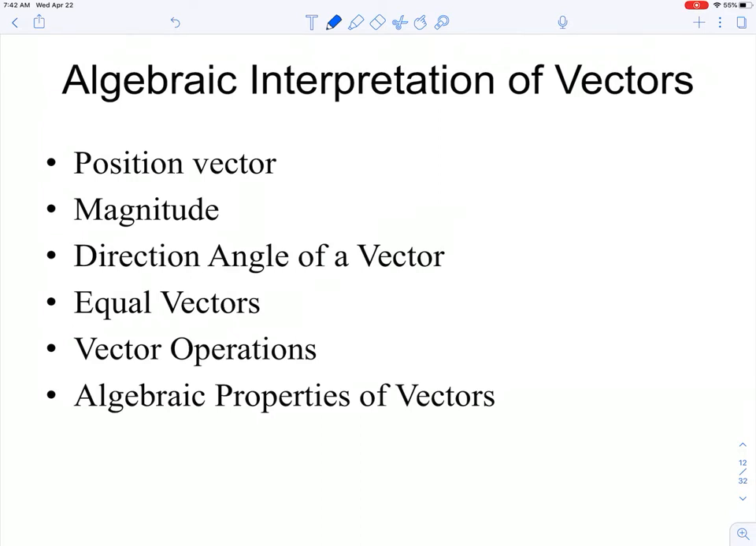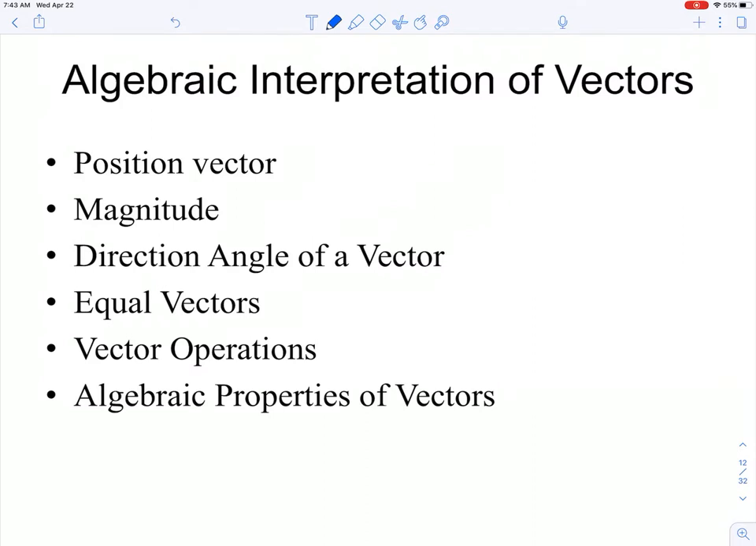So this is section 7.1, part 2, an introduction to vectors, and we're now going to look at the algebraic interpretation of vectors. So we're going to look at defining what a position vector is, magnitude, direction, angle, vector, what equal vectors are, vector operations, and algebraic properties of vectors. And some of these topics we've already looked at.